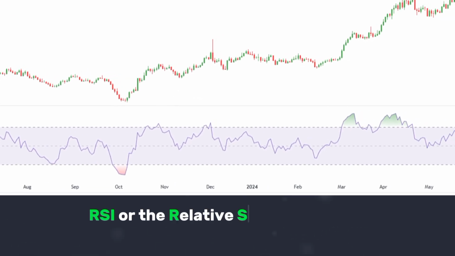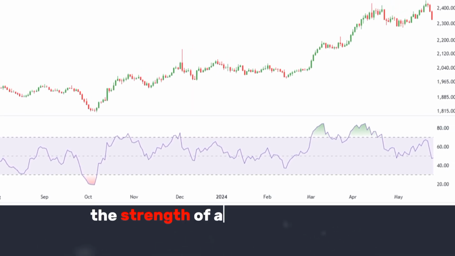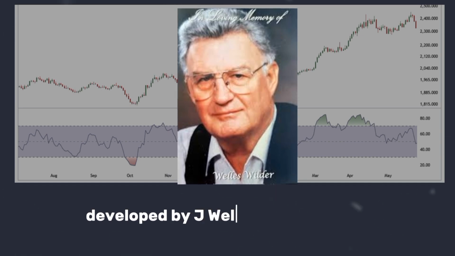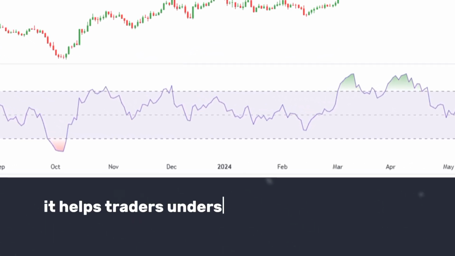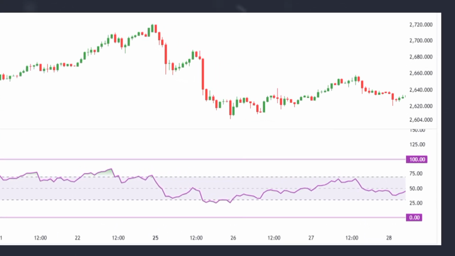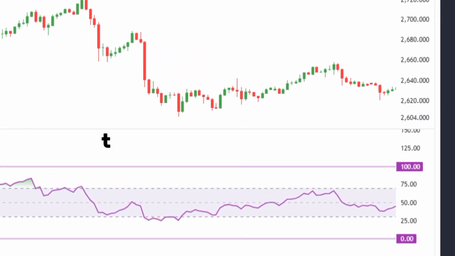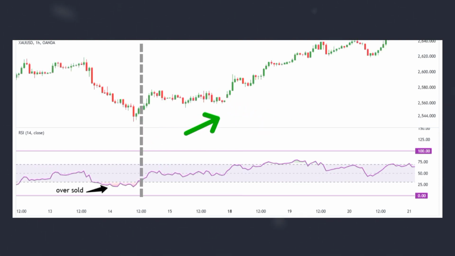So, let's dive in. RSI, or the Relative Strength Index, is a popular technical indicator that helps traders measure the strength of a price movement. Developed by J. Wells Wilder in 1978, RSI is a momentum oscillator, meaning it helps traders understand whether an asset is overbought, oversold, or in a neutral zone. The RSI value ranges from 0 to 100. Traders typically use this indicator to identify potential reversal points in the market. The idea behind it is simple. When an asset is overbought, the price might be due for a pullback. And when it's oversold, it could be ready for a rise.